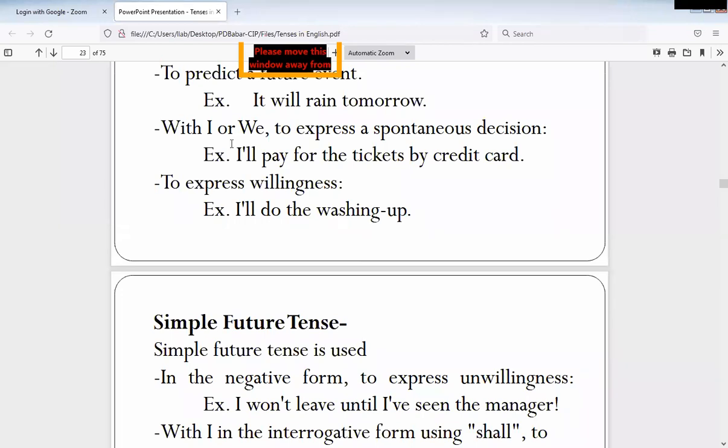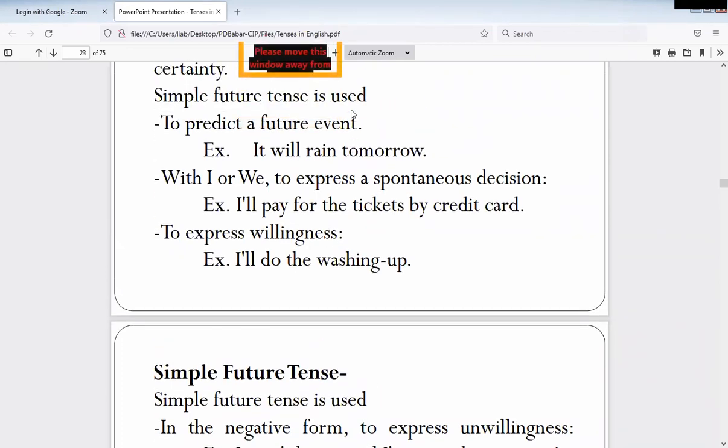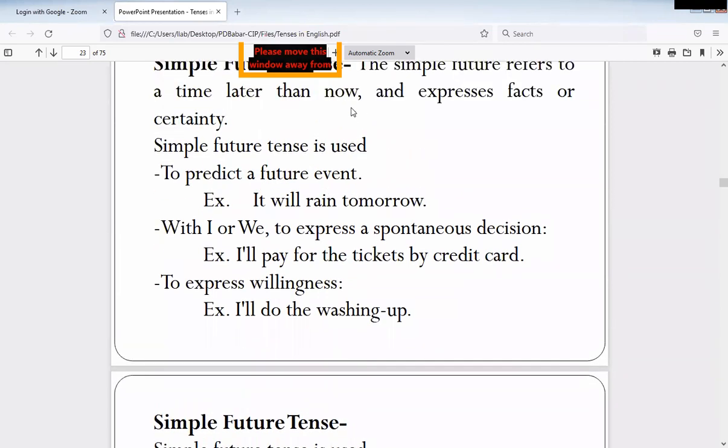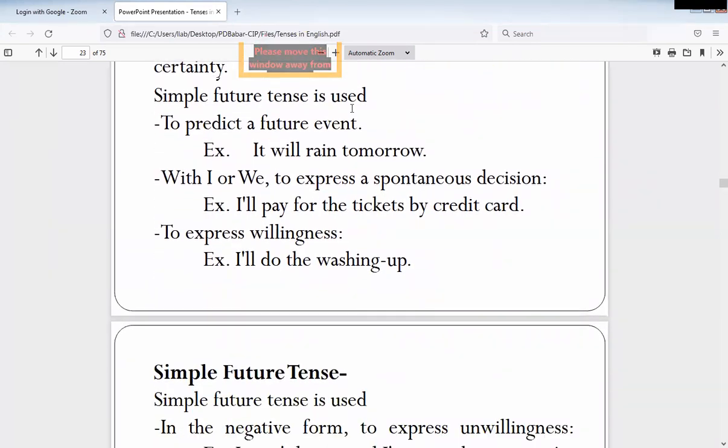I will do the cooking, or I will do the meal. So this shows willingness. This expresses the willingness of action, or the willingness of the person to do something. So to predict a future event, to express a spontaneous decision, and to express willingness, we make use of the simple future tense.